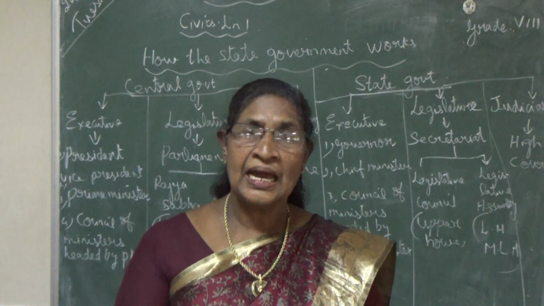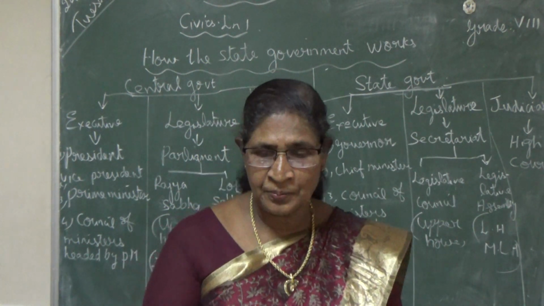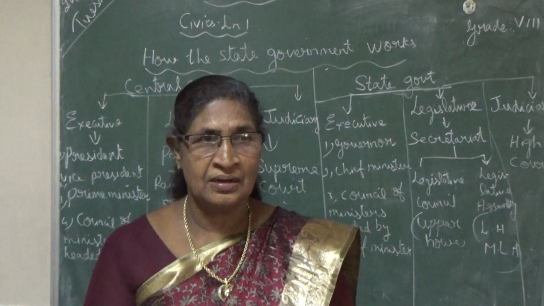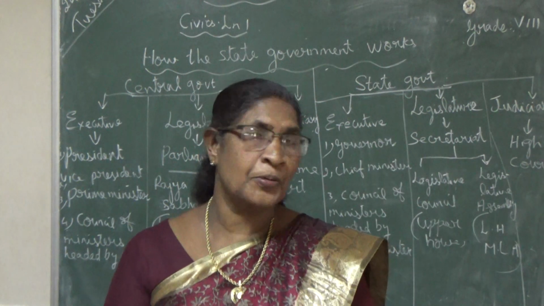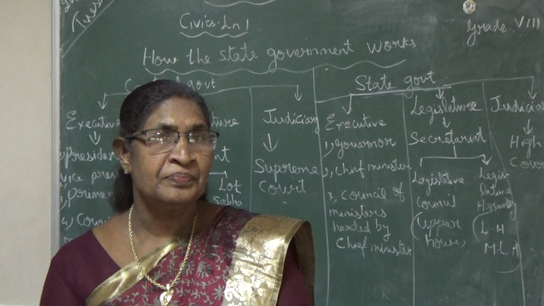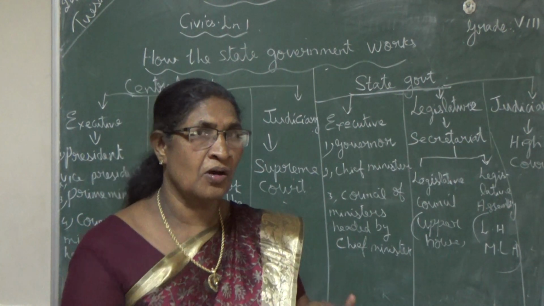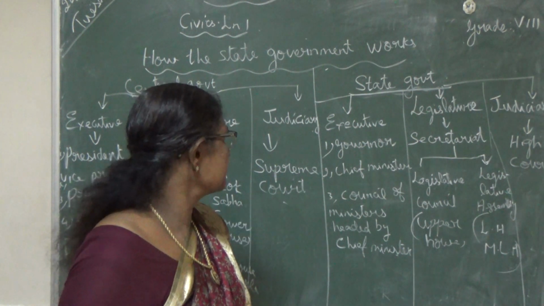Then the annual budget. First I told you the money bill. Now the annual budget of the state government is laid before the legislature with the approval of the governor only. This much only about the governor. We studied about the qualifications of the governor and the powers and functions of the governor.